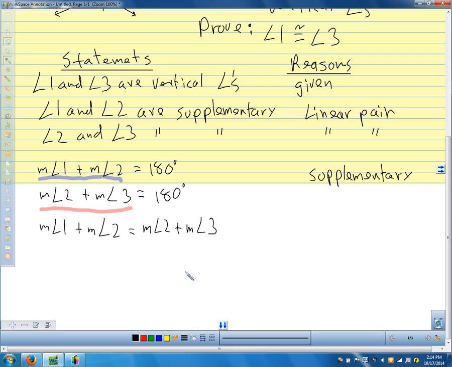Now what I've done here is, let me highlight here. We know that this equals 180. So I've taken this whole thing and I've put it in here for that 180 degrees. There, it's equal to 180. So what do we call it when we put something in place of something else? Substitution. Very nice. So my reason here is substitution.